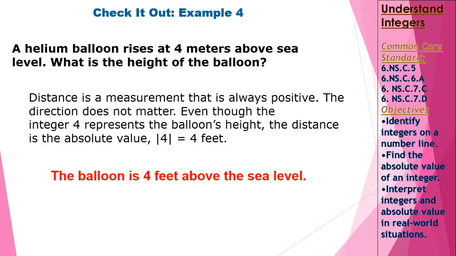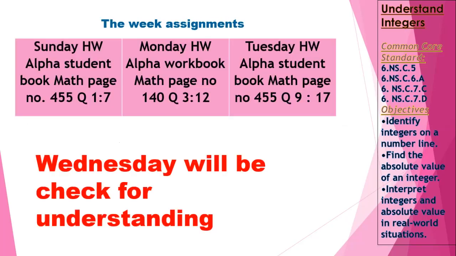Okay. Now, if you understand, open your assignment and start to do it. This is the assignment for the whole week. No need to do all of them now. And be careful to submit in the right area. Your homework for Sunday will be page 455, questions 1 to 7. Monday homework will be workbook, page 140, questions 3 to 12. Tuesday homework will be our student book, page 455, questions 9 to 17. And Wednesday will be check for understanding.